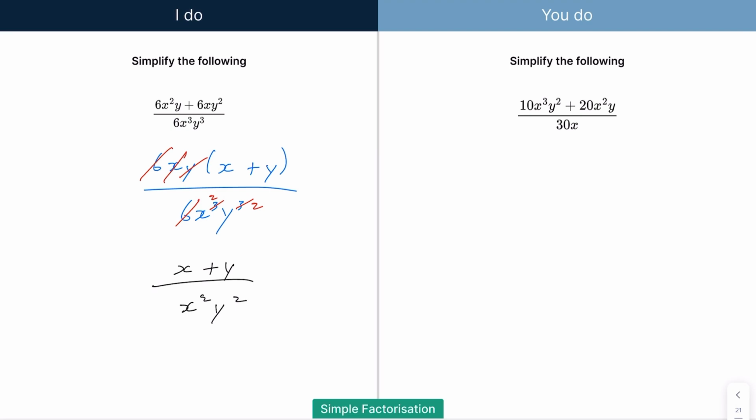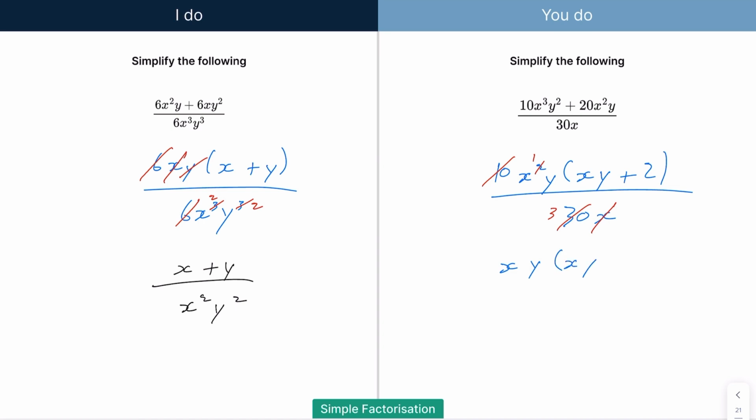Again, hopefully press pause and have a go at the example on the right, so we can take out a factor of 10, a factor of x squared, and a factor of y. And then that becomes 20x squared y, awesome, over 30x. Now, 10 and 30 are divisible by each other, so that then becomes a 3 down here. This x can cancel out one of them there, so that leaves us with a final answer of xy bracket xy plus 2 all over 3. And you can expand the brackets out at the top if you like, or leave it like this.